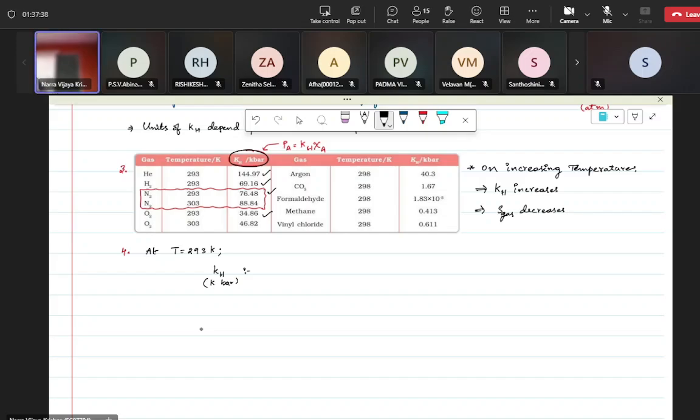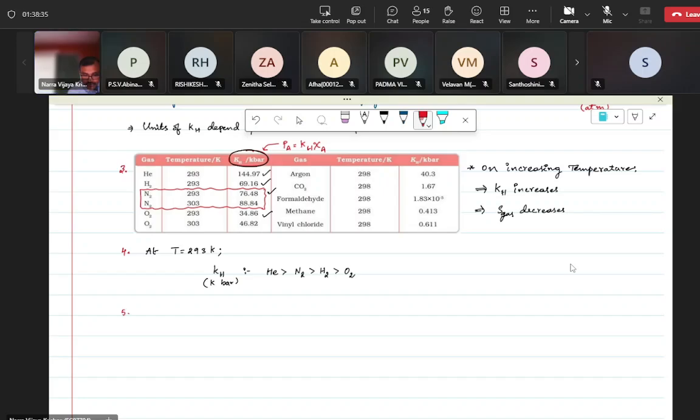So what is the KH values order? Which is highest? Helium greater than nitrogen greater than hydrogen greater than oxygen. Correct or not? Now tell me which gas is readily soluble in water at 293 Kelvin. Oxygen is more soluble than hydrogen, hydrogen more soluble than nitrogen, nitrogen more soluble than helium. When you apply the same pressure and same temperature, the temperature should be kept constant, so pressure also should be kept constant. Then only this is the order of solubility. Clear? Any question?